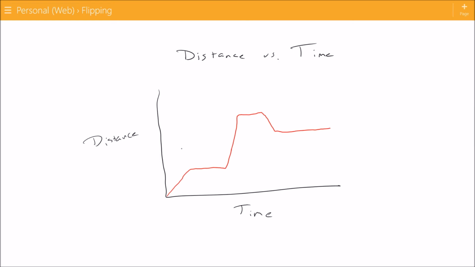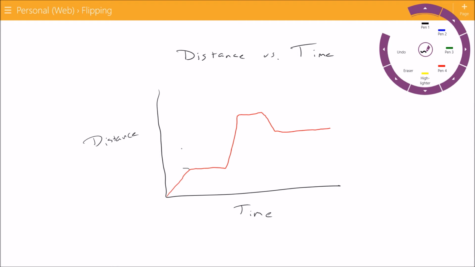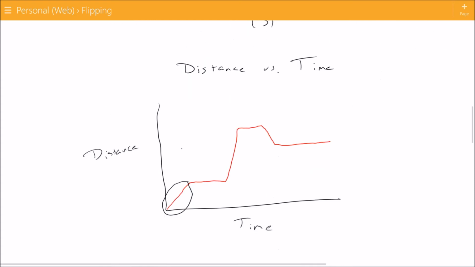Distance versus time. Again, same type of concept, but we see, whoa, all sorts of stuff going on here. So here, at the beginning, is kind of like I just had up here. I've got a period of constant movement. Okay, it's constantly moving away. Distance is increasing. And at about the same rate. So constant speed away.